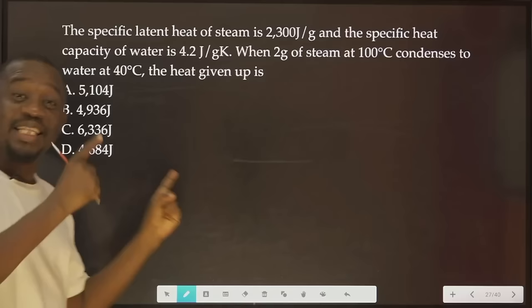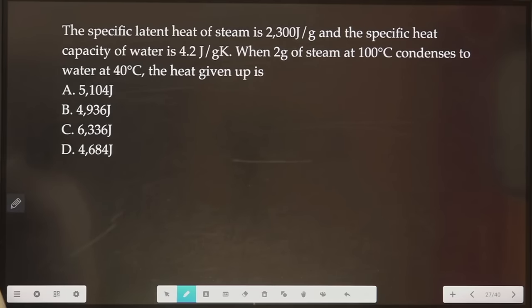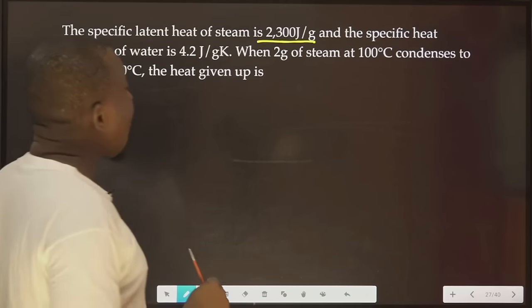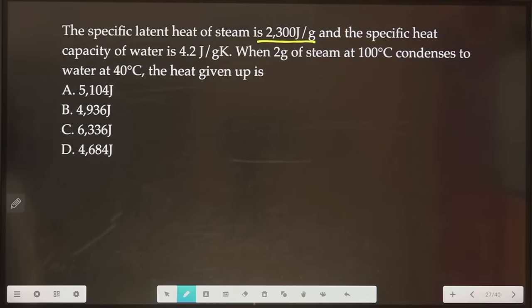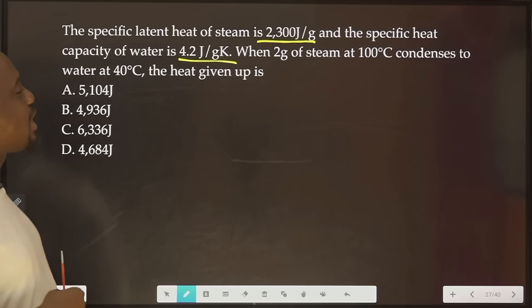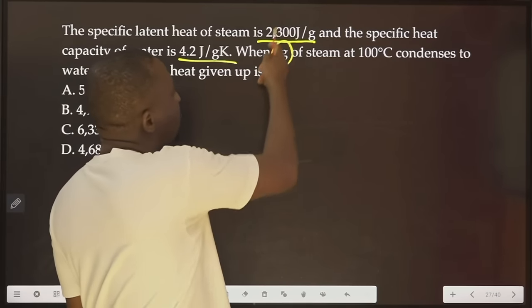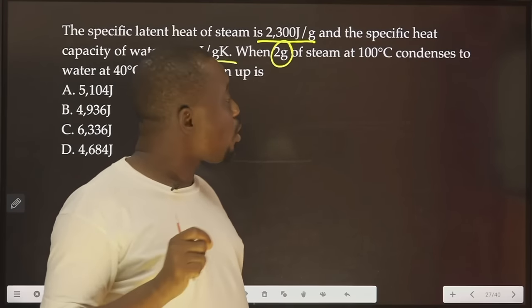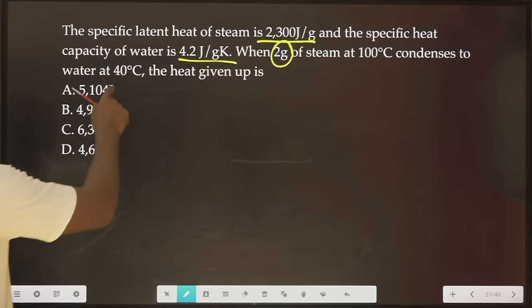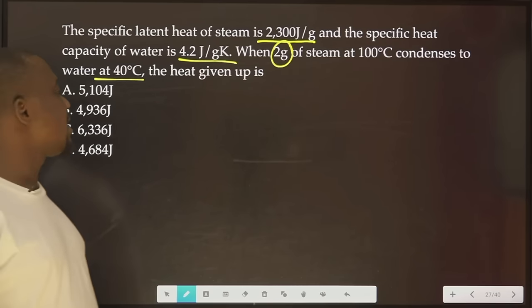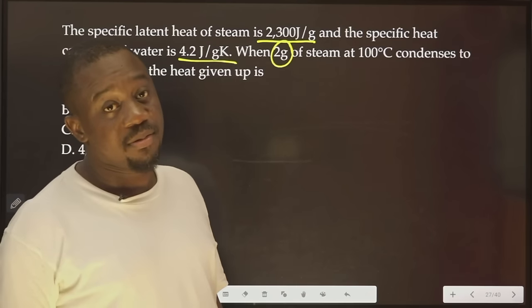With this, you're okay. Let's look at this question. It says the specific latent heat of steam is this, just general information, and the specific heat capacity of water is this. Now, this is the question: when 2 grams of steam at 100 degrees Celsius condenses to water at 40 degrees Celsius, the heat given off is what? Look at it.